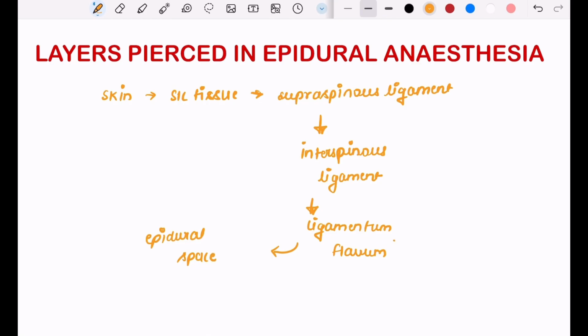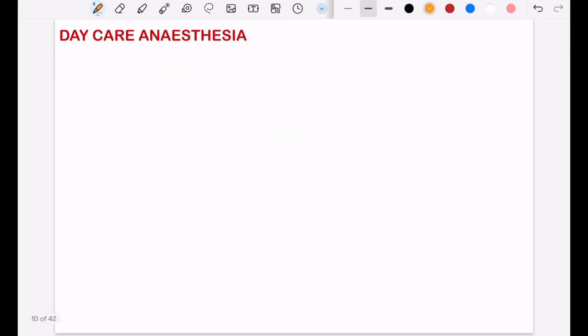The ligamentum flavum is the last structure to be pierced before giving epidural anesthesia. The next topic is Decare surgery. Here I will be covering the important points regarding the Decare surgery.